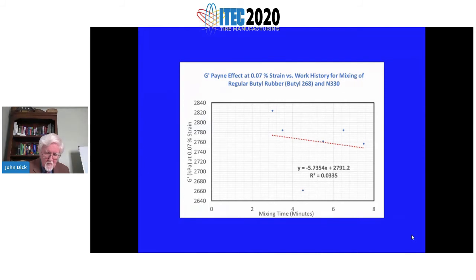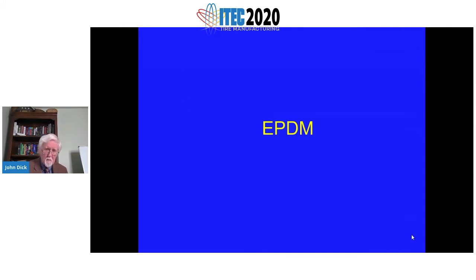So this is what happens with regular butyl. It doesn't have very good compatibility with carbon black, and that's why you get this shotgun pattern. On the next slide, with EPDM, EPDM is sort of like butyl, regular butyl, in that it's not all that compatible with carbon black either.